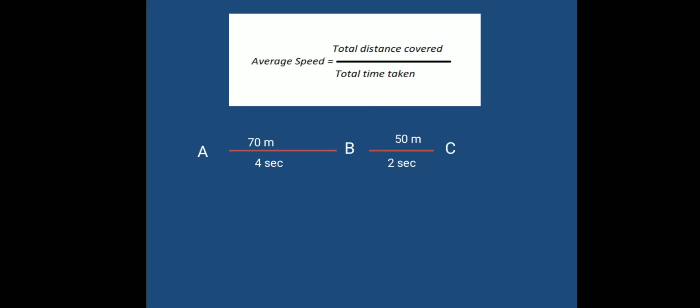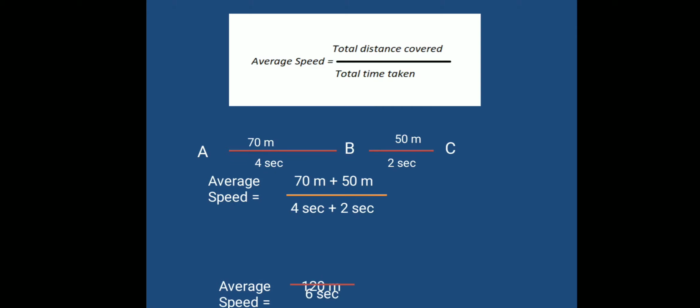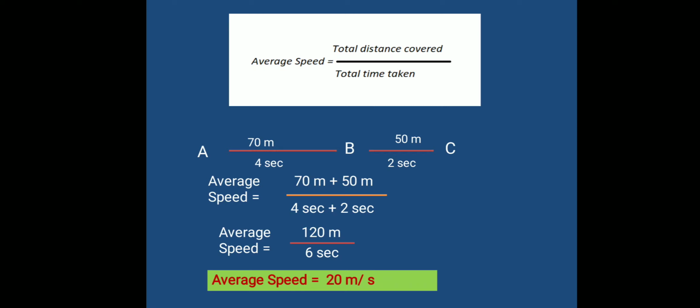Then average speed is equal to total distance covered divided by total time taken. Here the total distance covered is 70 meters plus 50 meters, and the total time taken is 4 seconds plus 2 seconds. So average speed is equal to 70 plus 50, which is 120, upon 4 plus 2, which is 6 seconds. After calculating this, we'll get average speed of 20 meters per second.